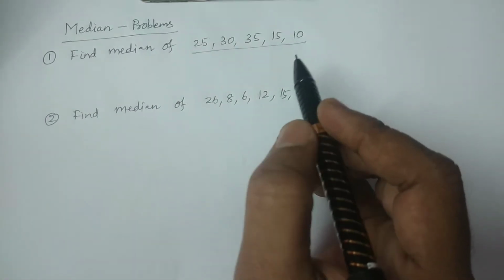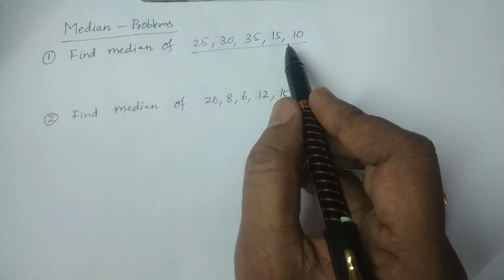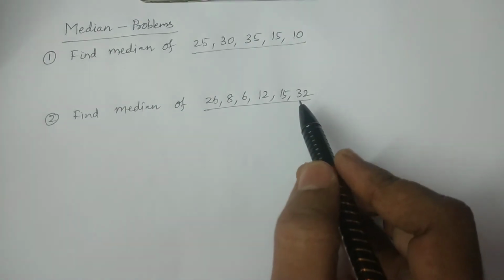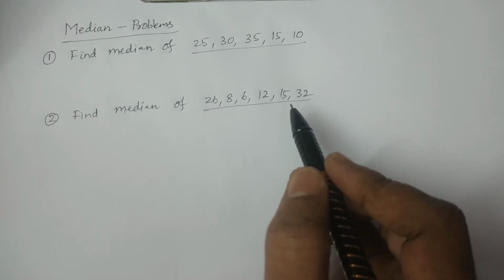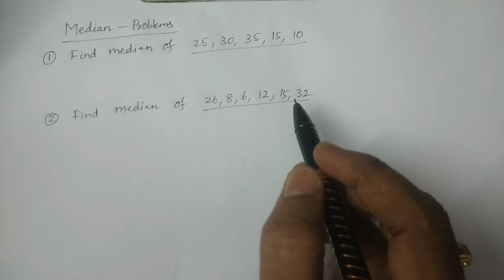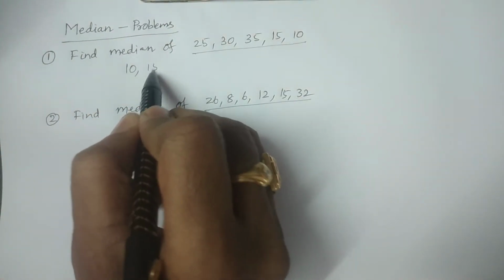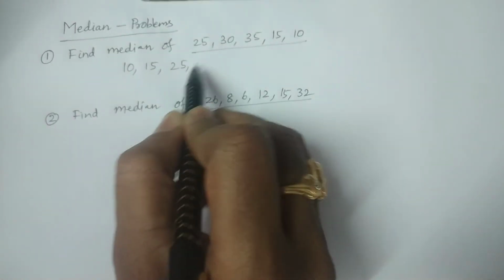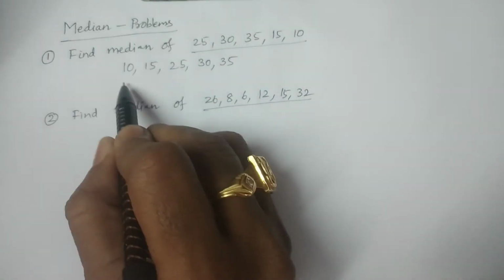Here is a set of values for an ungrouped data. This is called an ungrouped data. This is also an ungrouped data. For which you have to arrange the data in ascending order or descending order. So I am arranging in ascending order of magnitude. The least number is 10, thereafter 15, then 25, and then 30, and then 35. So this is ascending order.